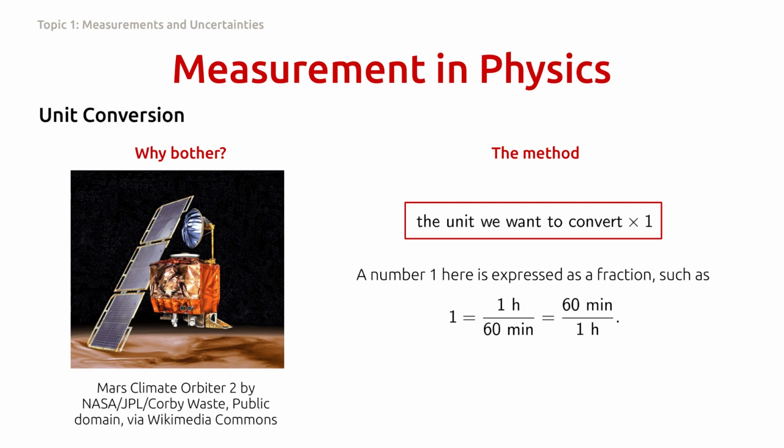We are talking about the same thing. We don't change the physics. So we multiply the unit that we want to convert by 1. Number 1 here is expressed as a fraction, with the value in the numerator being equal to that in the denominator. An example is 1 hour over 60 minutes. Since they are the same, the fraction is equal to 1. And depending on which unit you want to cancel, you may express the fraction as 1 hour over 60 minutes or 60 minutes over 1 hour.